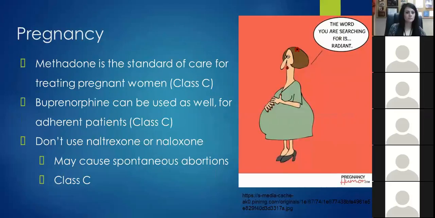So then in pregnancy, methadone is often the standard. Buprenorphine can be used, but they'd rather use it on patients who are going to be adherent, who are going to be able to follow up on office visits and stuff like that. And so they don't recommend using naltrexone and naloxone because they're antagonists. They could cause withdrawal, and that could lead to a spontaneous abortion in pregnant patients.